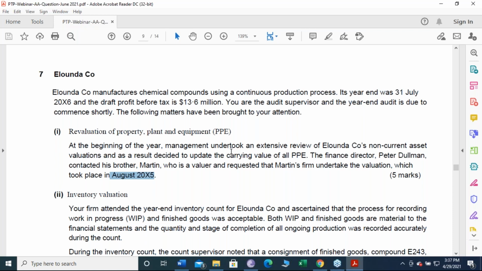First of all, they have updated the carrying value of all property, plant, equipment. So maybe the first thing I'm thinking right now is, maybe I would like to make sure whether they have revalued all the property, plant, equipment. Because IAS 16 does not allow you to select few assets for the sake of revaluation and ignore few, you need to make sure that the whole class of assets have been revalued. So that could be your procedure number one.